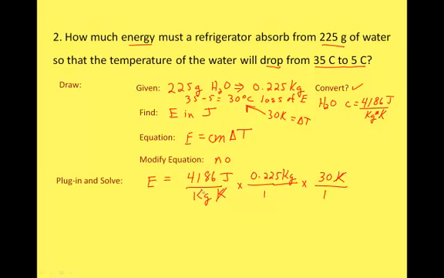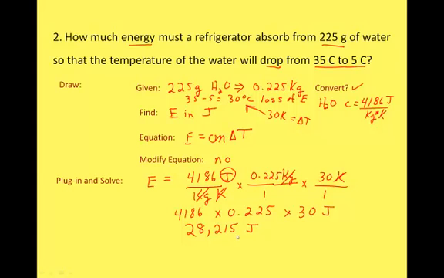Canceling K, canceling kg, and then simply 4186 times 0.225 times 30, and what are we left with? Joules. And is that a unit of energy? Yes, it is, so we're in good shape. We don't need to make any modifications or go back for corrections. We know we're in the right direction. So this comes out to be 28,215 joules from the calculator.